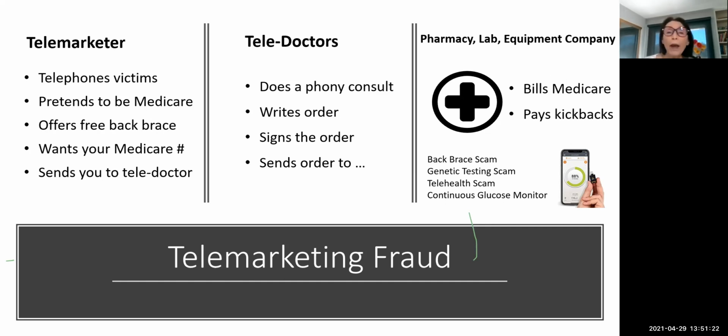Now, often they also ask for your social security number and your date of birth. And unfortunately, a lot of people believe that that telemarketer is actually calling from Medicare, and they give up their information. When they do give all their information, the telemarketer says, great, I have all your information. Now I'm going to transfer you to our doctor. And the doctor is going to talk to you for a little bit, write up an order for the equipment that you need, and then send it on so that you can get your back brace or knee brace or shoulder brace or whatever, okay?